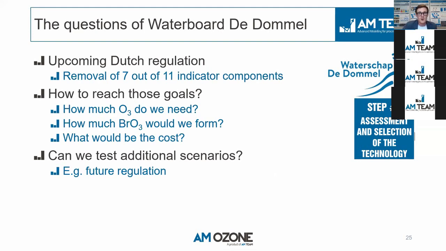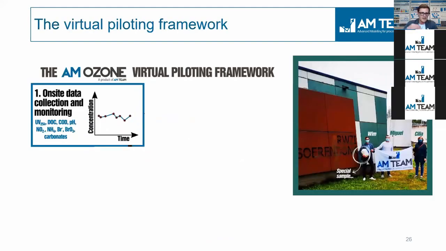In the Netherlands, there is a lot going on right now, also in terms of regulatory developments. For example, they already have a list of 11 indicator components from which you have to remove 7. But there are also other questions. For example, what if the regulation would change in the future? What if it would become 18 indicator components and we have to, for example, remove 11? Can we do some additional testing? Waterboard De Dommel didn't really feel like building quite an advanced pilot on site, so we went for the simulation route.